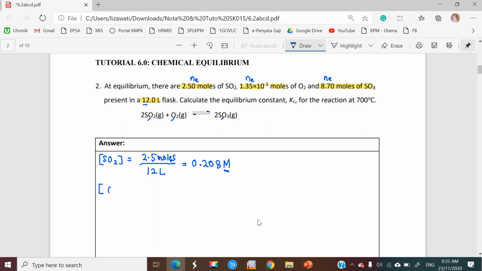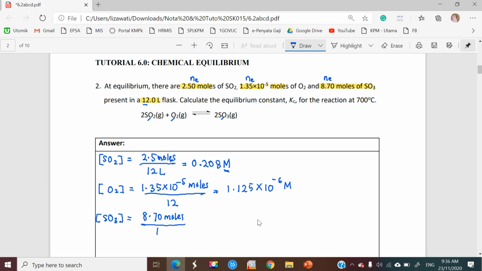Next, concentration of O2: 1.35 times 10 to the power of negative 5 moles over 12 liters. This one you will get 1.125 times 10 to the power of negative 6 molar. And then concentration of SO3: 8.7 moles over 12 liters. For this one, suppose you get 0.725 molar. Remember, the unit for the concentration should be molar.